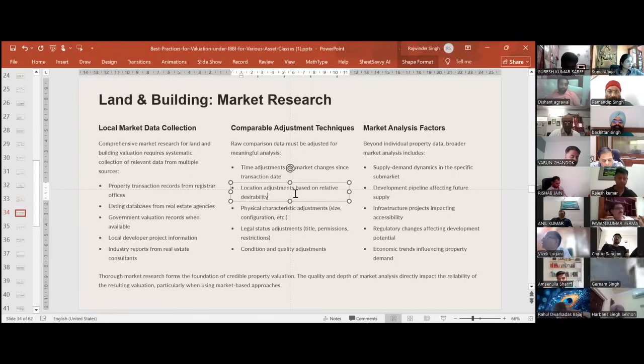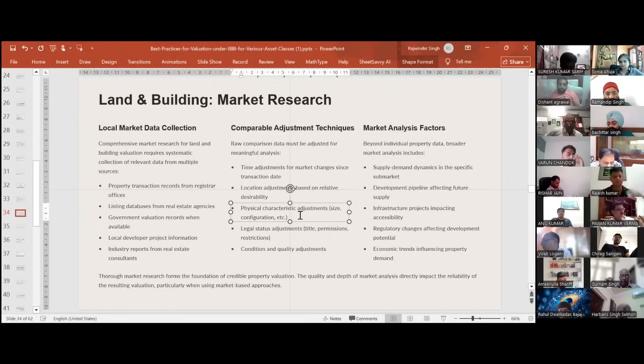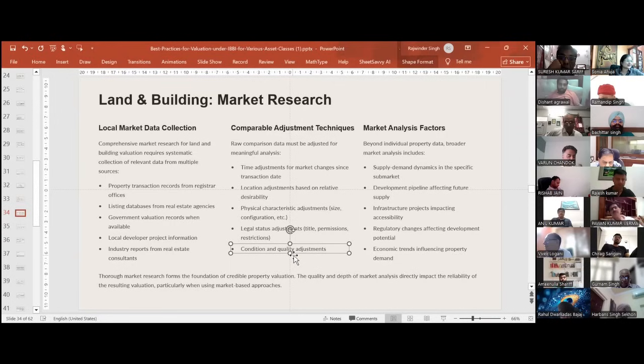Then location adjustments based upon the relative desirability. Then you may have to carry out adjustment due to difference in size and configuration, etc., between the comparable and the subject property. Then you may have to do adjustment for legal status such as title, permissions, restrictions, etc. Then adjustment for condition and quality.